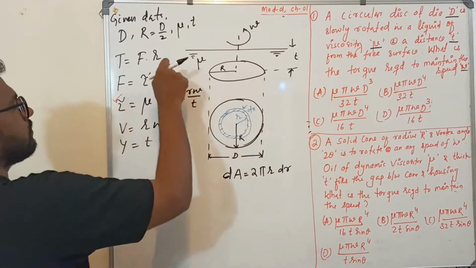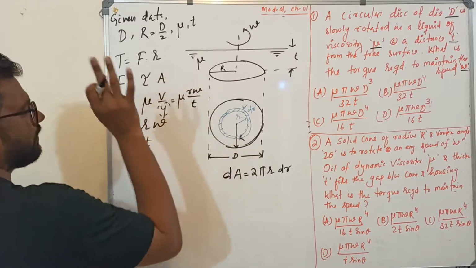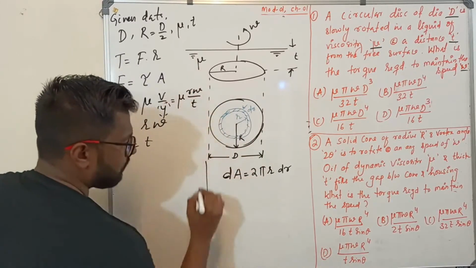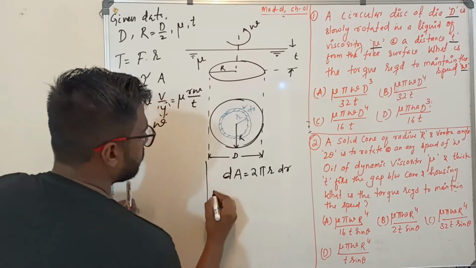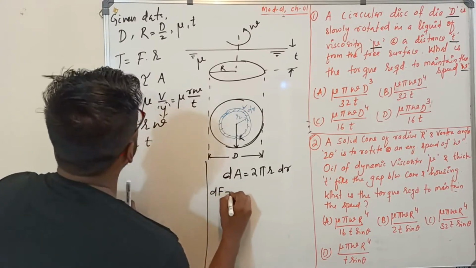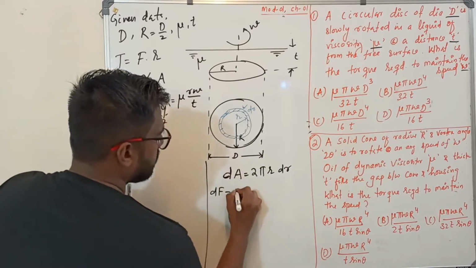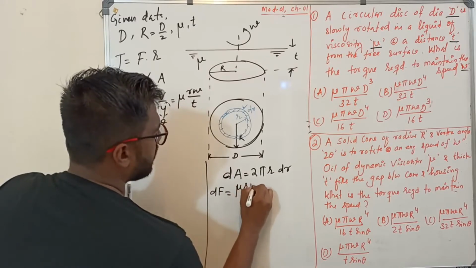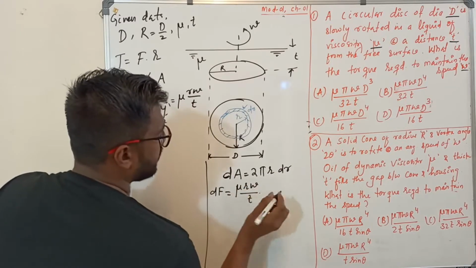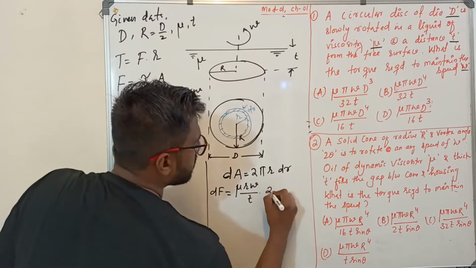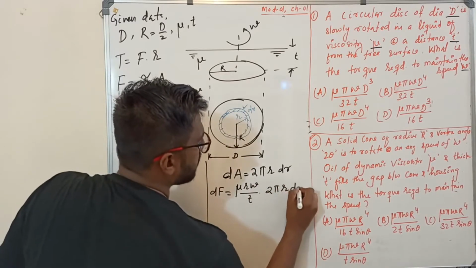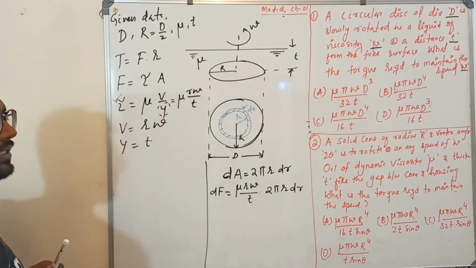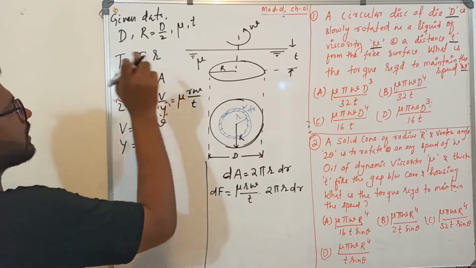Now we'll put the tau here and find f. I'm writing this here only. So what will be my df? Df is equal to tau, which is mu r omega by t, into dA. What is dA? Sir, 2 pi r dr is the dA. Very good. So now I know f.